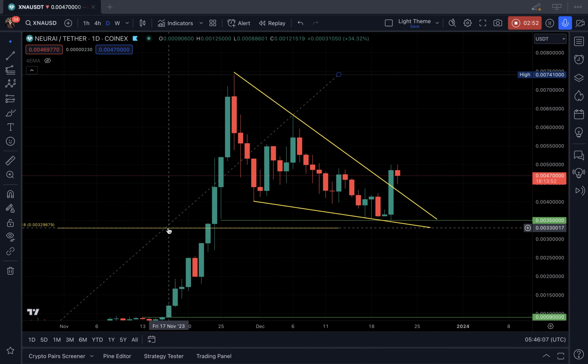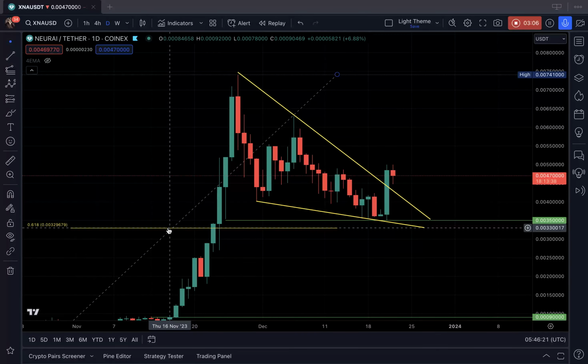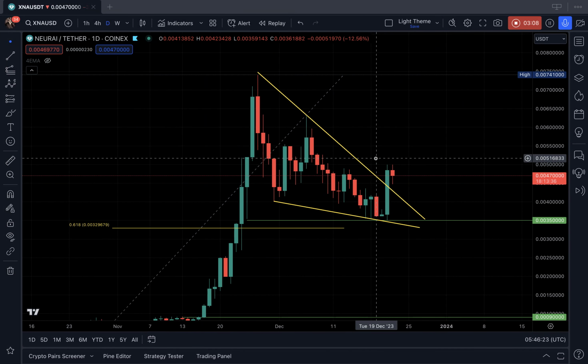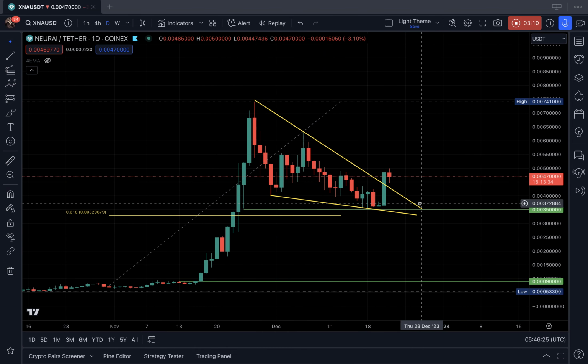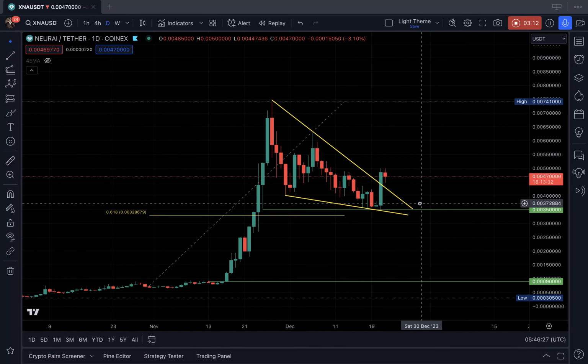This correction almost reached the 0.618 fib retracement, which is the limit. Beyond the 0.618 fib retracement, the chart is no longer bullish. So we corrected very nicely, and now it's time to find targets for continuation.